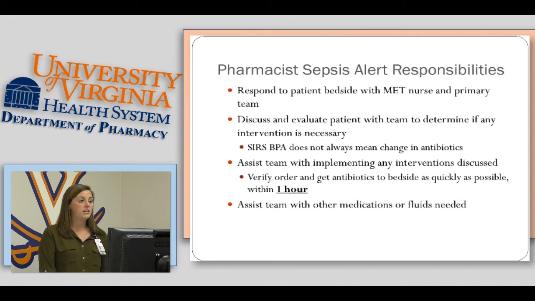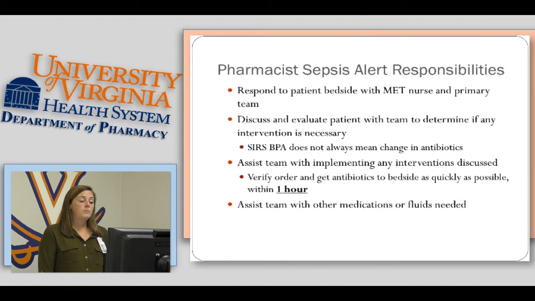And the pharmacist should discuss and evaluate the patient with the team to determine if any intervention is necessary. And a SIRS BPA does not always mean that a change in antibiotics is necessary. So sometimes patients continue to have fevers and reach SIRS criteria and seem to be presenting in sepsis again, but they are on the appropriate antibiotics for their infection. So it's just evaluating the patient, making sure that they have all the appropriate therapies that are needed to treat this patient, and then sometimes you don't change any therapy.